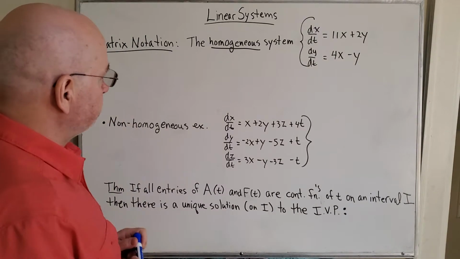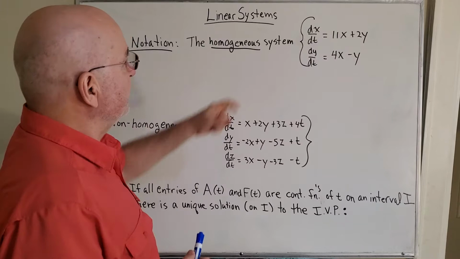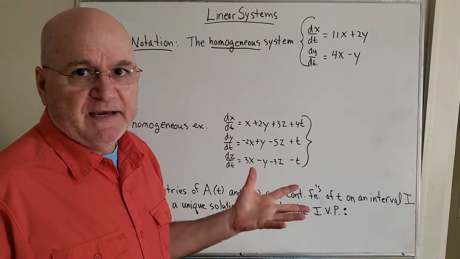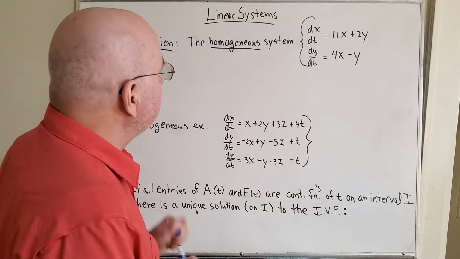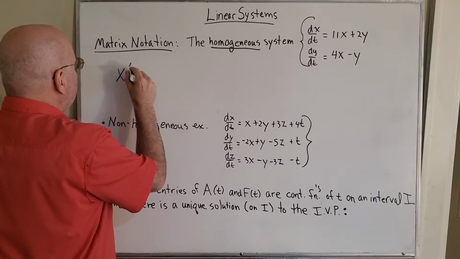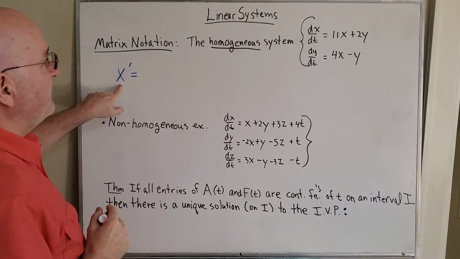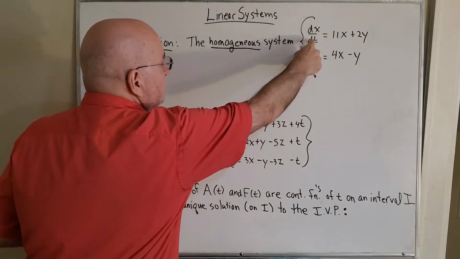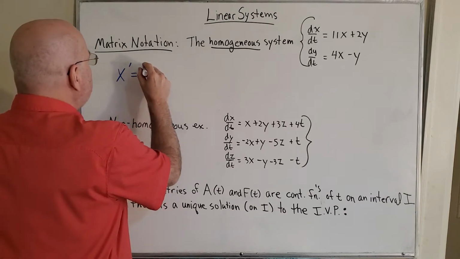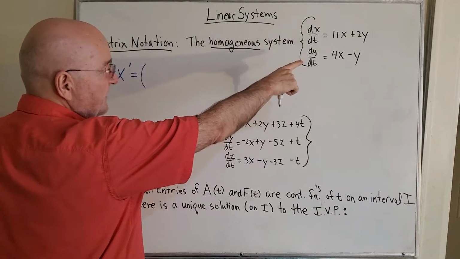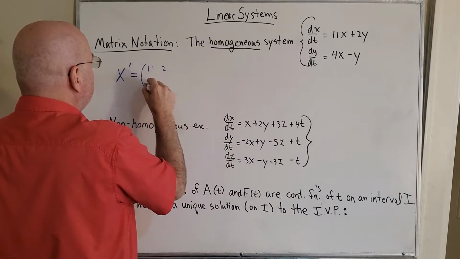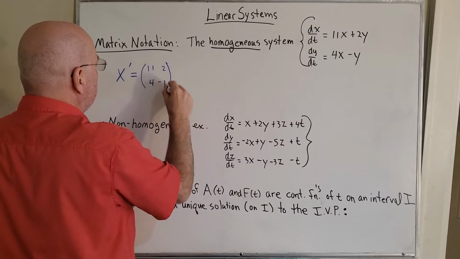Matrix notation. The homogeneous system: here we have dx/dt and dy/dt, and each one of them is a function of x and y. And we would write that using matrices as x prime, which represents little x prime and little y prime, equals the coefficient matrix of the right-hand side, 11, 2, 4, negative 1, times x.